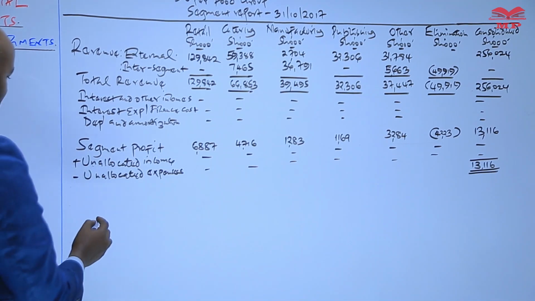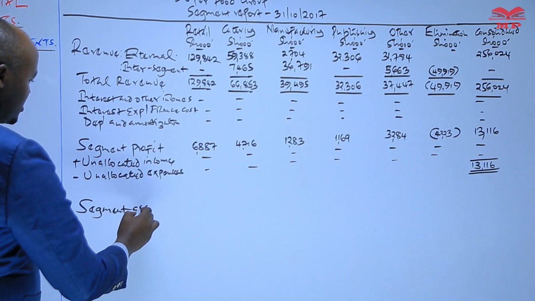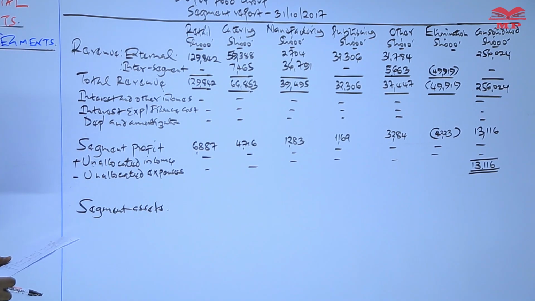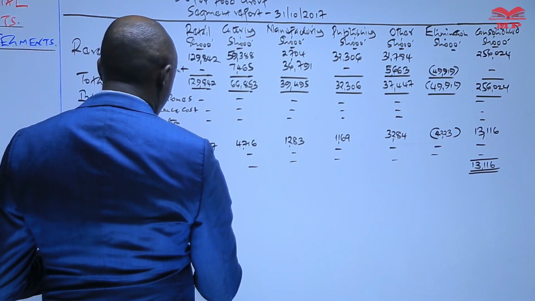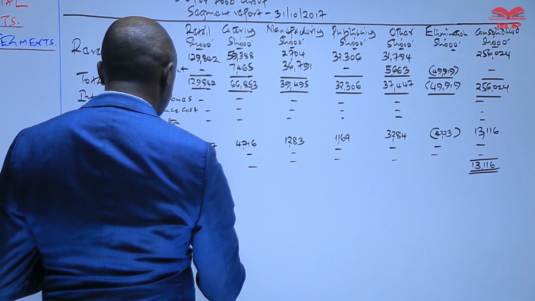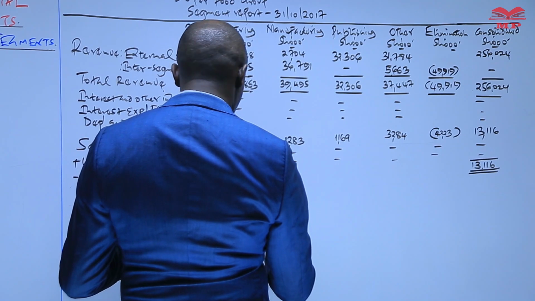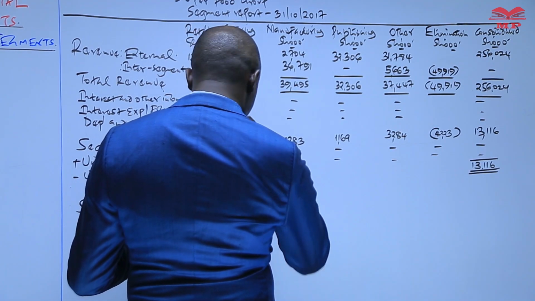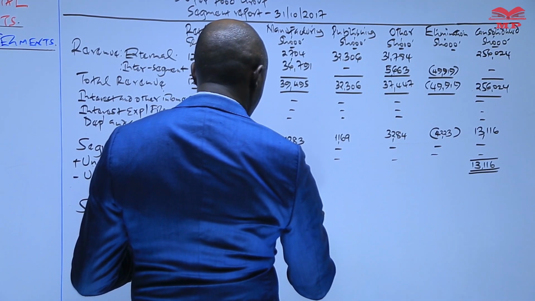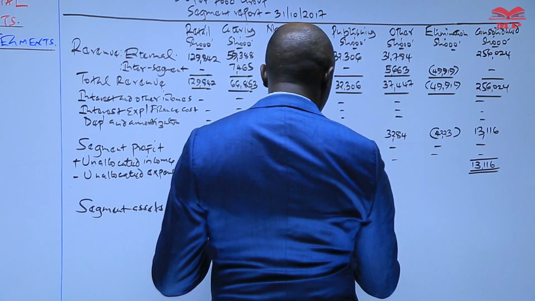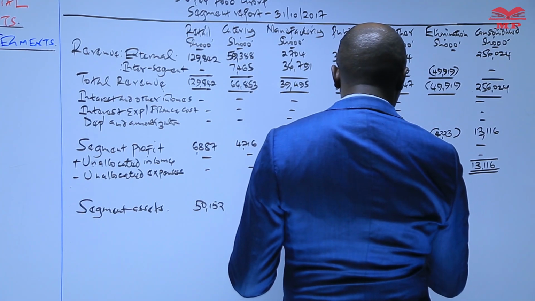And then after doing that, next we record information about the segment assets. Are we given information about the segment asset? Yes. In the additional information number 2, part C. So the asset for the first segment we have 50,152. Catering we have 45,145. Then we have 24,620. We have 14,165. And then we have 23,829.